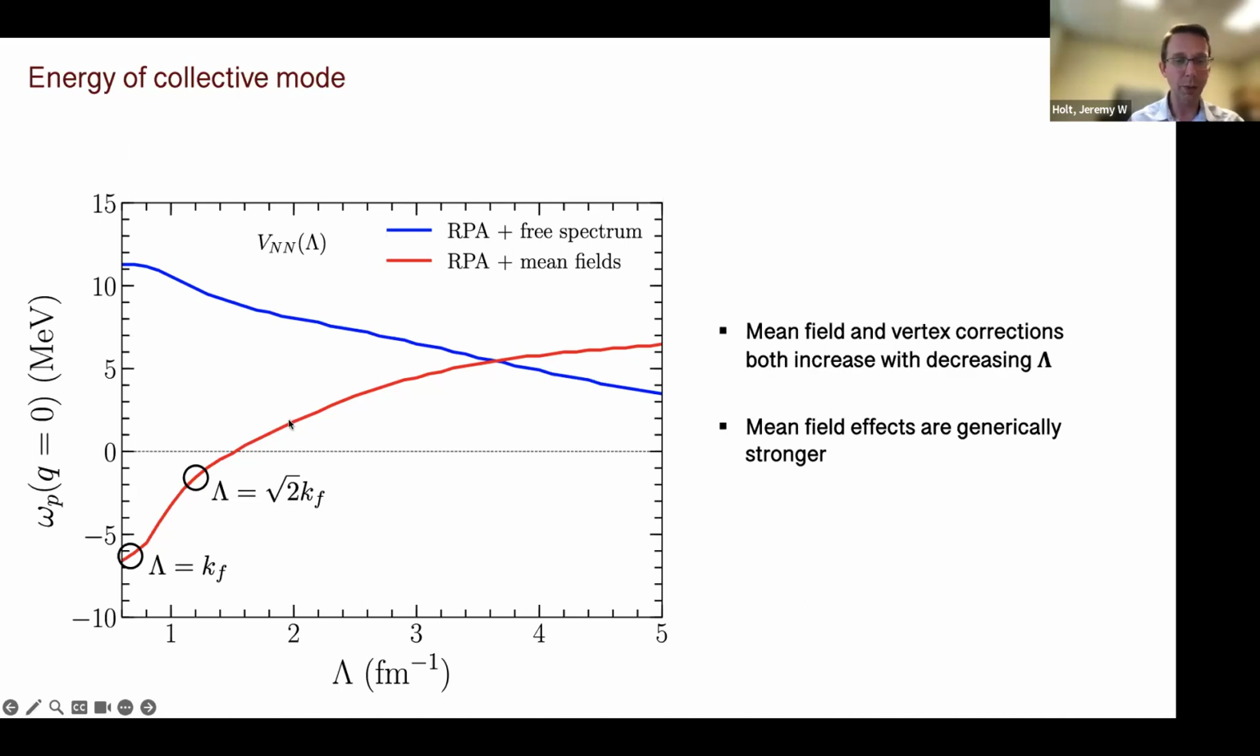So what we've discussed up until now, basically the peak in the response was at slightly positive energies, somewhere around here. And if we were to evolve our interactions to smaller resolution scales where they're picking up more effects at leading order, then we see that, generically, the mean fields are winning, right? This is a trend that's going down. But remember, at this value of lambda equals KF, the mean field splitting was about 30 MeV, right?